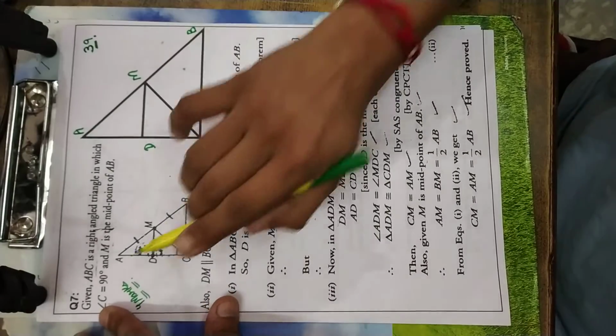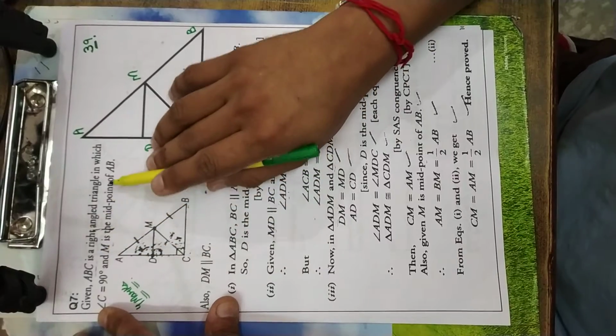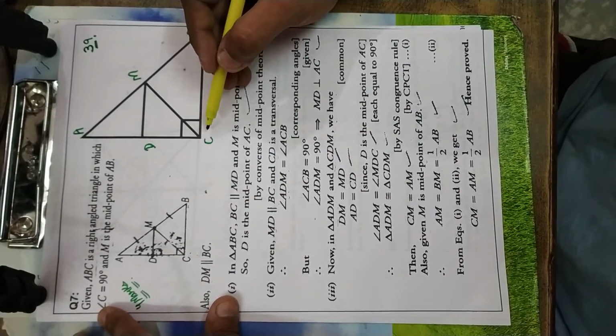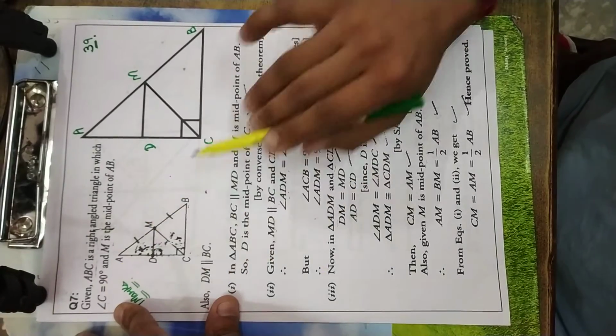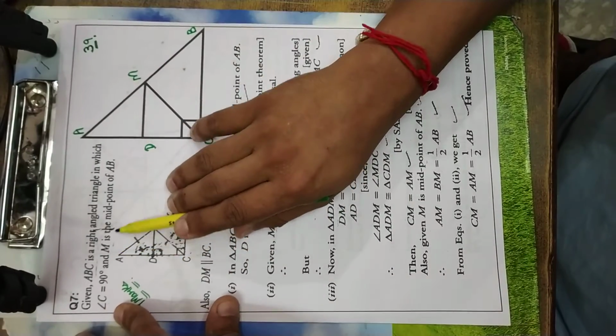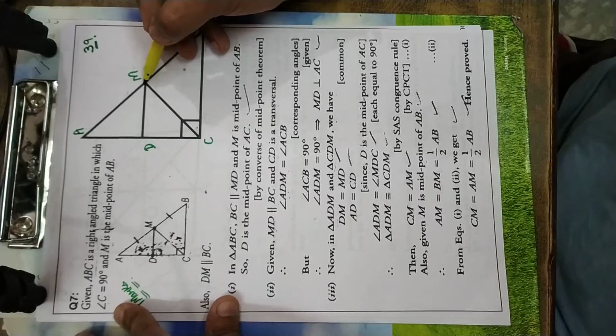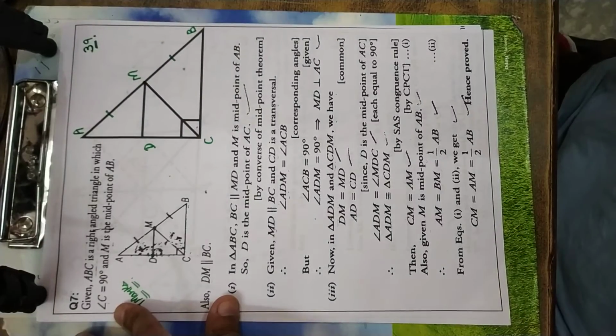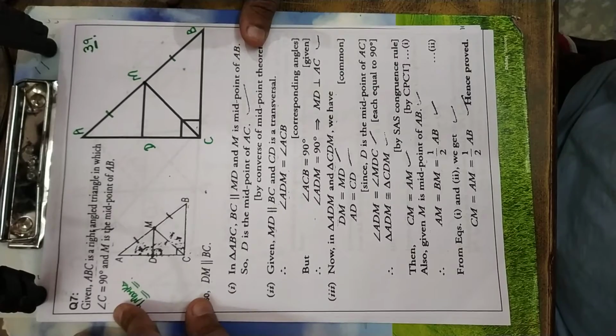In this question, it is given that ABC is a right angle triangle where angle C is 90 degrees. M is a midpoint of AB. It means AM equals MB. Clear?